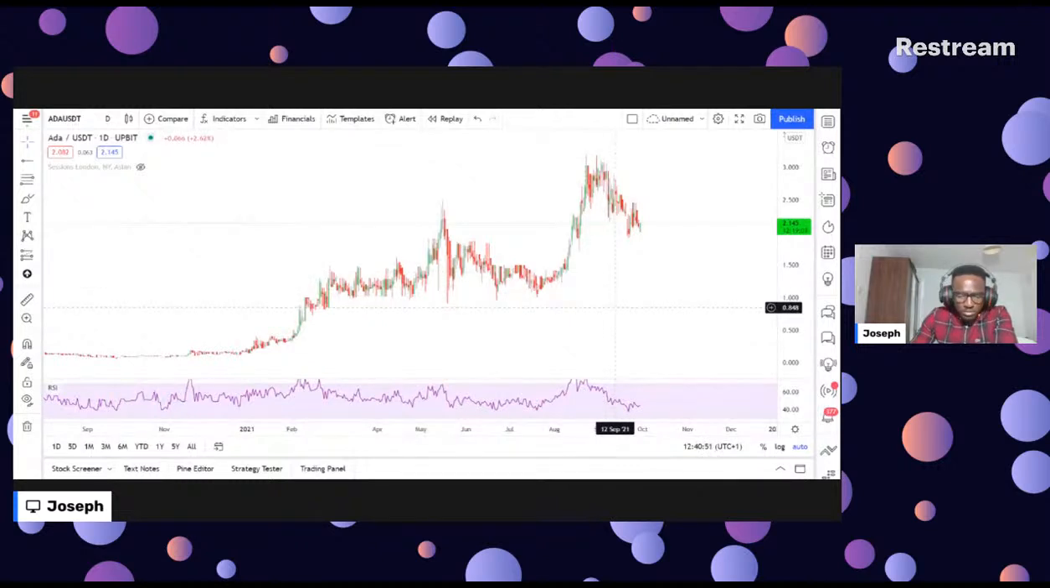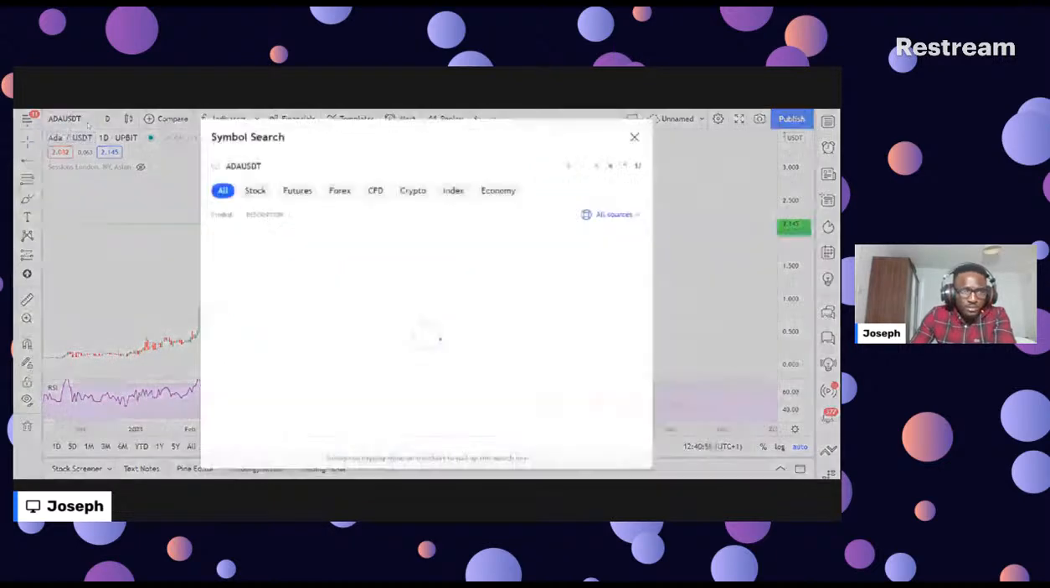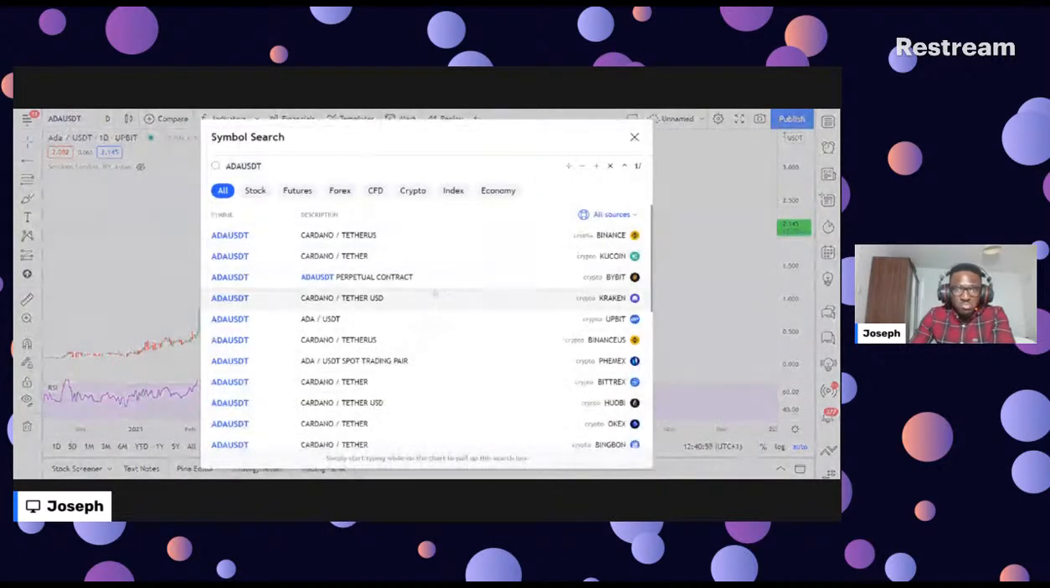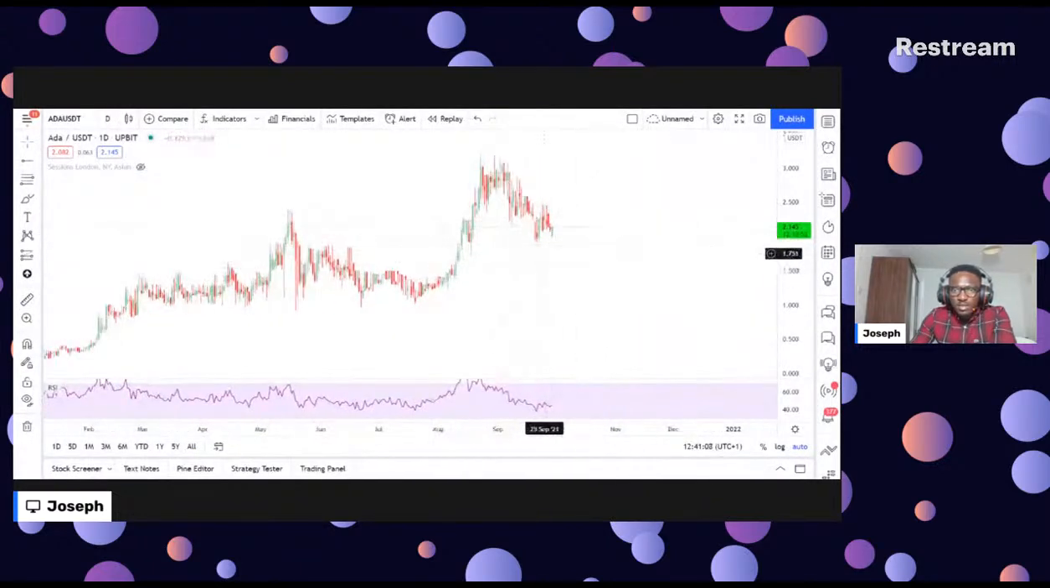ADA below 160. Am I looking at the wrong chart? I think I've got the right chart. That's the only one with ADA USDT. But yeah, you can expect the market is going to go up.